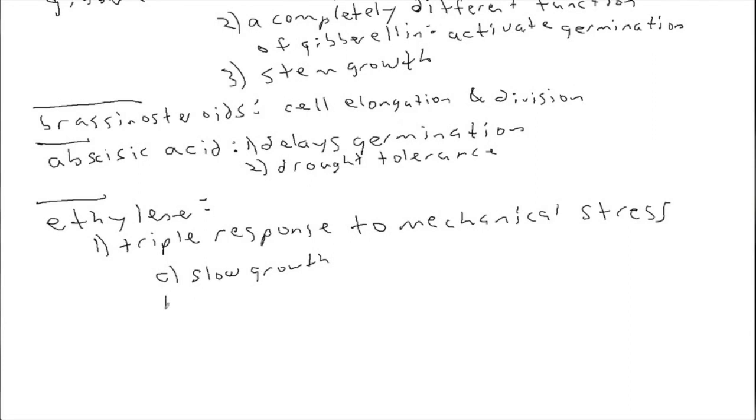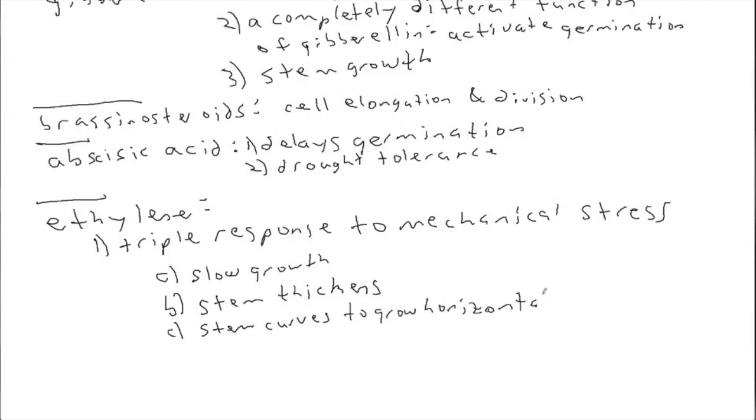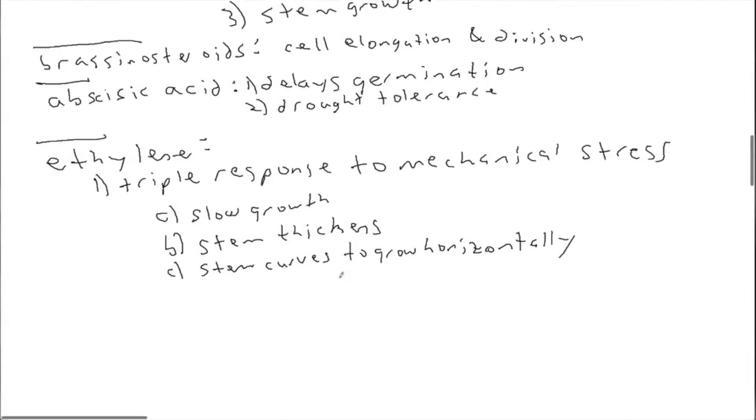The stem will also thicken. And then the stem will curve in response to an obstacle until it gets around the obstacle. So what's the mechanical stress here? The obstacle? Yeah. How does it help for the stem to thicken? So it's able to strengthen the stem. Just makes it stronger, yeah. If it's hitting something, it needs to be stronger than normal. Okay, very good. I think there's a good chance that would be tested.